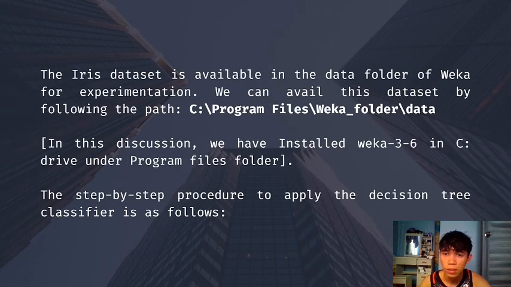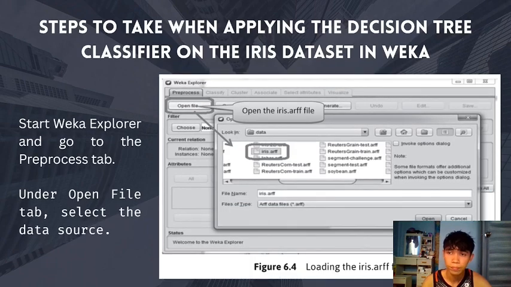So the iris dataset is available in the data folder of Weka for experimentation. We can access this dataset by following this path. Then the step-by-step procedure to apply the decision tree classifier is as follows: the steps to take when applying the decision tree classifier on the iris dataset in Weka.